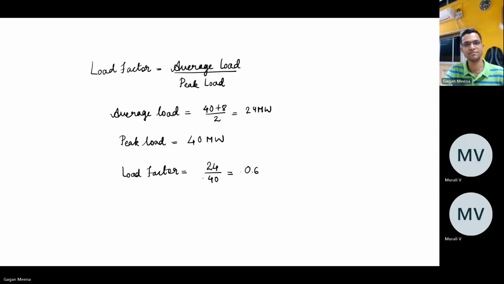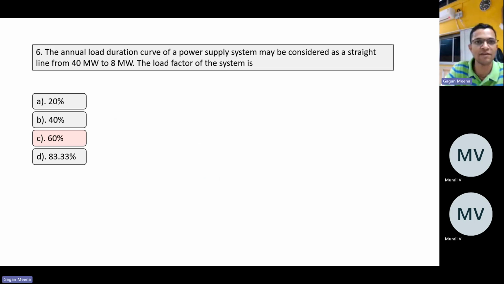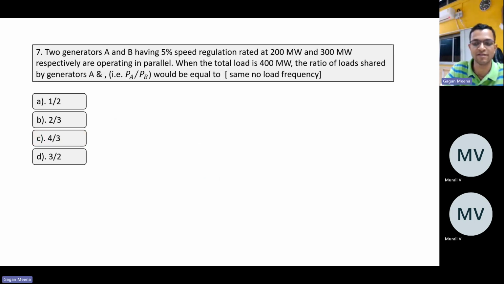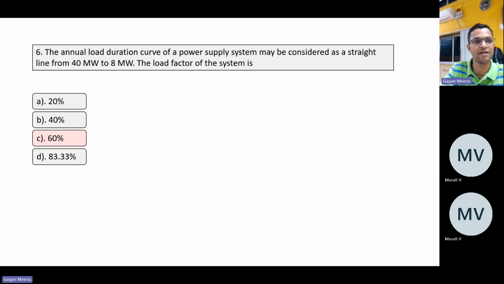Okay. Daniel, this is done. Yeah, I have one question. Let's say there is one pumped hydro storage.